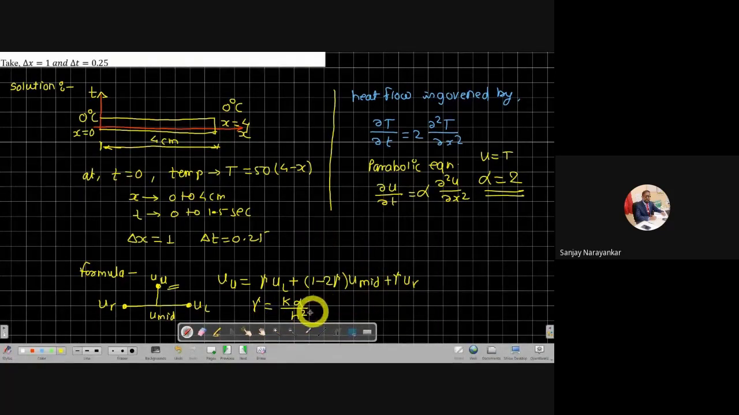Now tell me what is k and what is h here? Sir, k will be 0.25 and h will be 1. Along x-axis, it is h. Along y-axis, it is k. Along x-axis, it is the distance, so distance is given by delta x. So h is equal to delta x is equal to 1. And along y-axis, it is time, so k is equal to delta t is equal to 0.25.